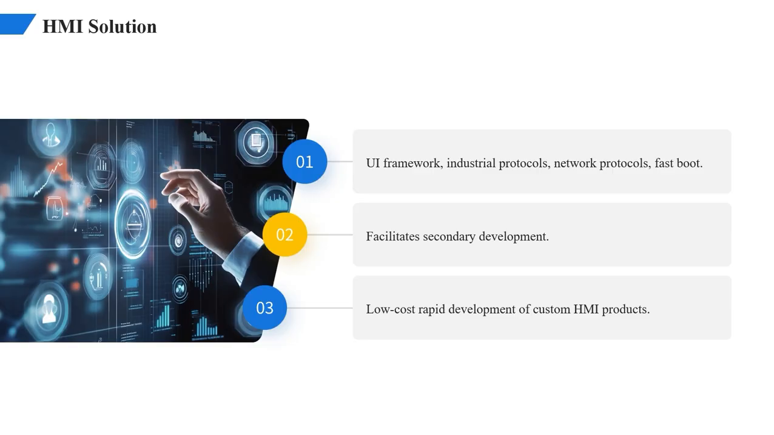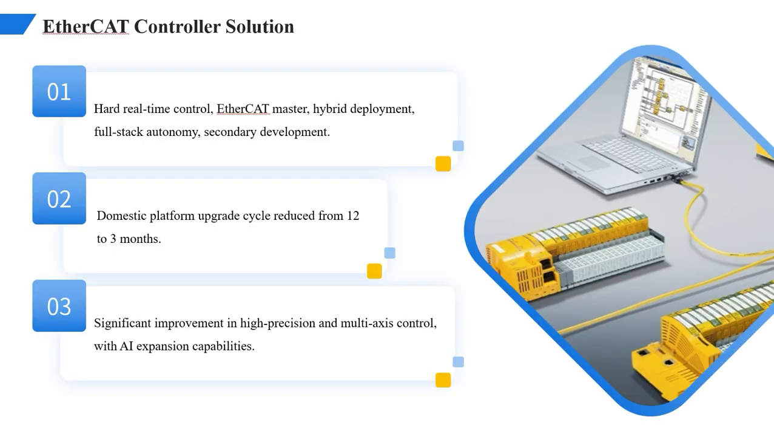And our key advantages are convenient secondary development, low cost of ownership, and fast time to market. And the EtherCAT control solution combines hard real-time control, SDK master, hybrid deployment, and AI extensibility. And the multi-axis control capabilities are substantially enhanced. Our platform upgrades the cycle from 20 to 3 months.